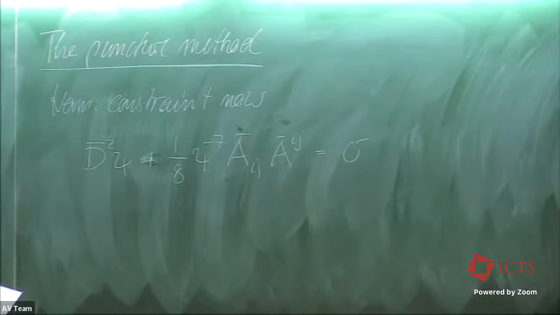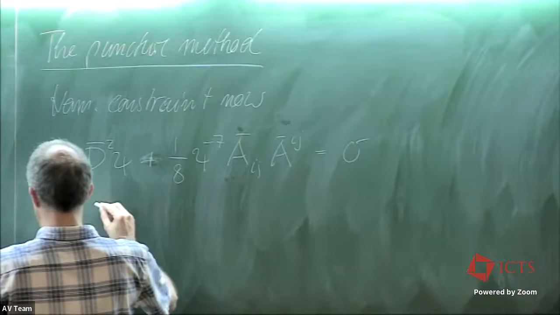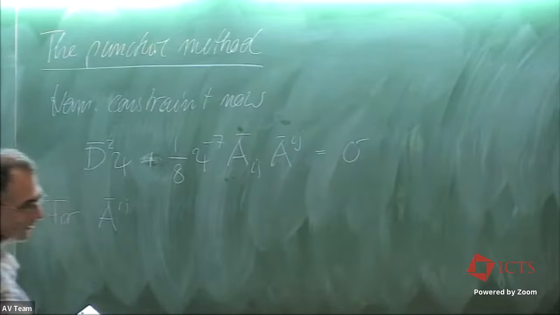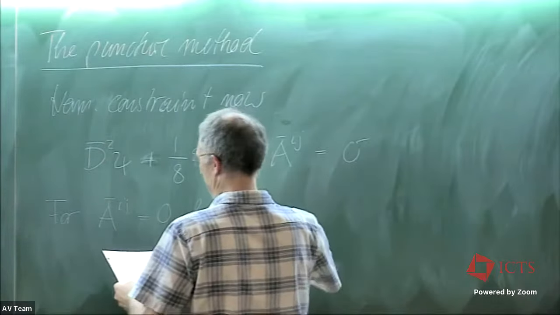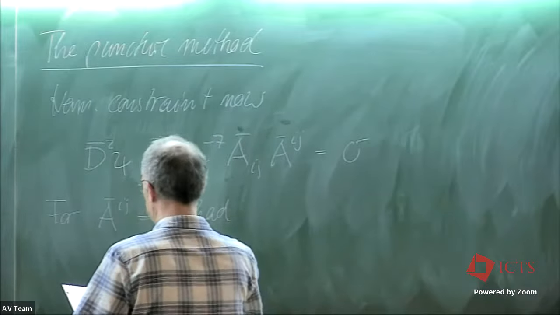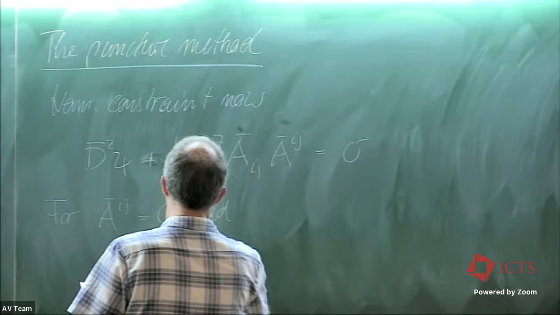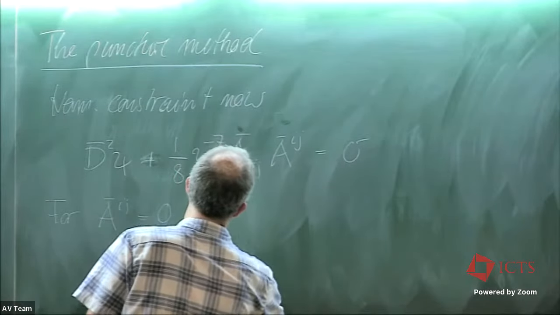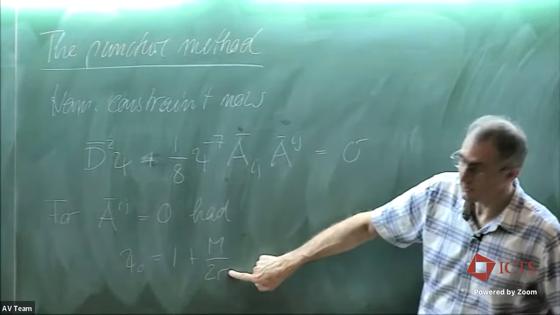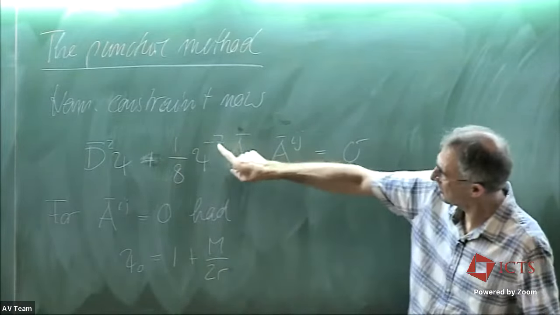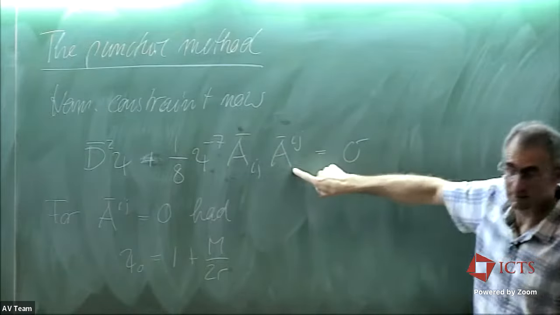To see that again, let's remember that in the case where Aij is 0, we had psi, and now I'll call this psi 0. We have psi 0 that was 1 plus m divided by 2r. That's what you discovered already on Monday in the tutorial, and we saw it earlier today when we looked at the elementary solutions to the Hamiltonian constraint. This diverges with 1 over r as we approach r equals 0. That means that this term will actually help regularize the divergence in here.